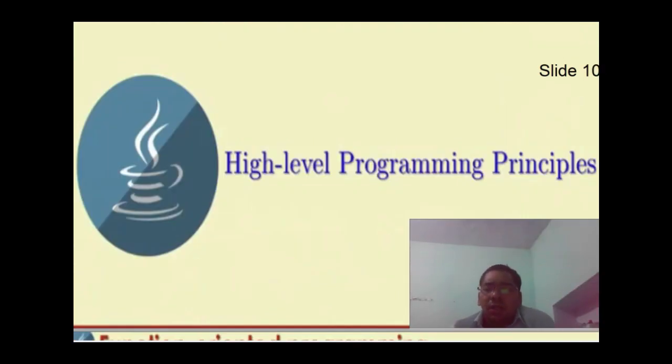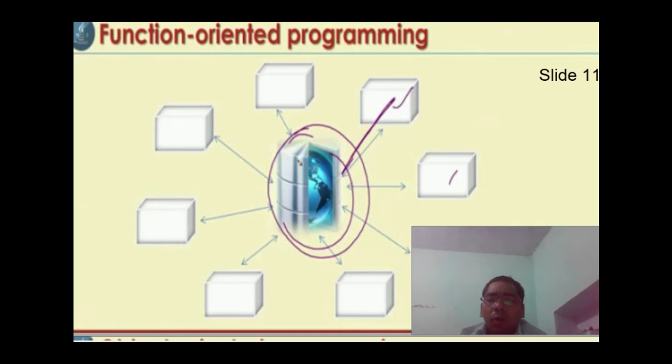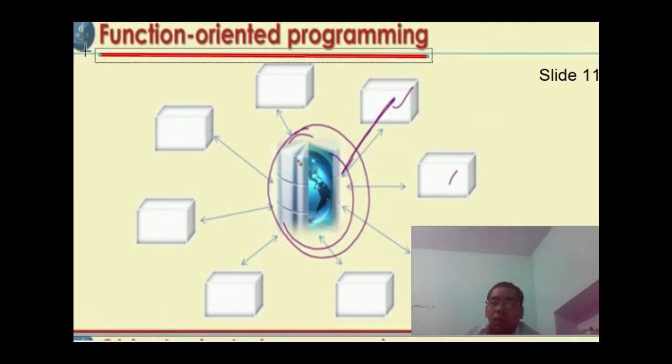So there are different programming language paradigms, of course. Java belongs to the third generation programming languages. Now let us see what principles the different high level programming languages follow. These are the high level programming principles. Whatever the principles are, they can be broadly classified into two categories. One is called function oriented programming, and the other is called object oriented programming.